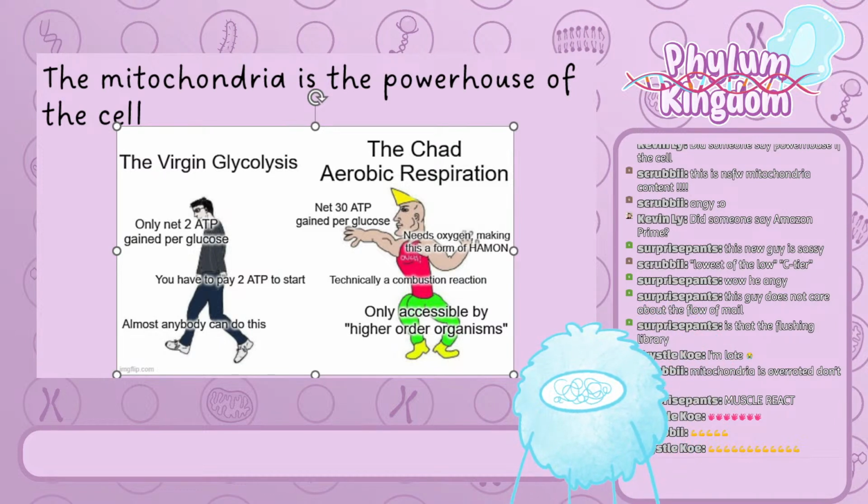Per molecule of glucose sugar, you only end up getting back 2 ATP. And you have to spend 2 ATP to even do it. So you spend 2 ATP, you get back 4. That means you only profit 2 ATP. Not very efficient. And it's something that almost every cell can do. It's nothing special.